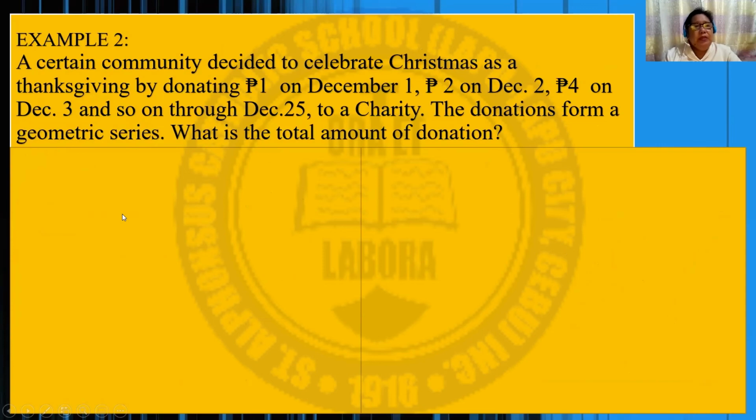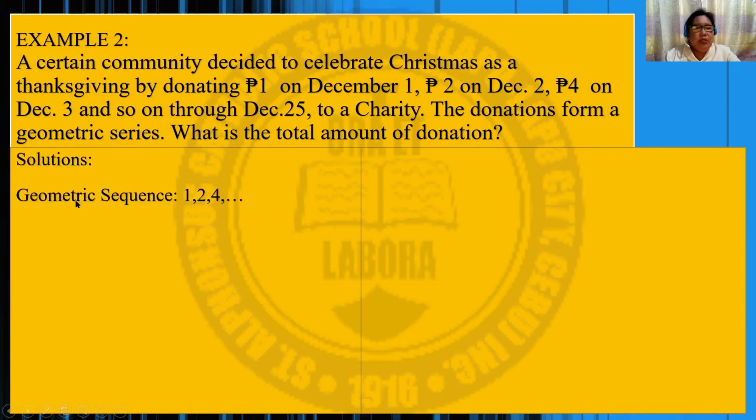For example number 2, this is an example of a geometric series. A certain community decided to celebrate Christmas as a Thanksgiving by donating 1 peso on December 1, 2 pesos on December 2, 4 pesos on December 3, and so on through December 25 to a charity. The donations form a geometric series. What is the total amount of donation?